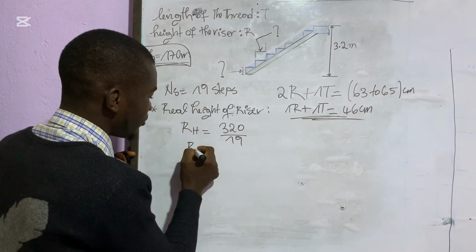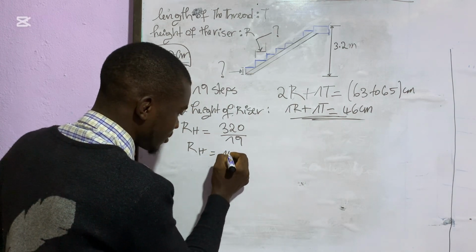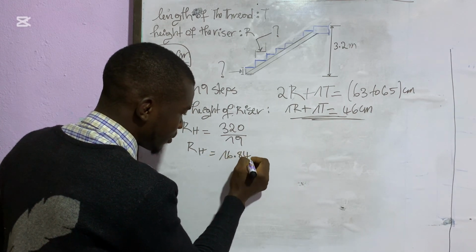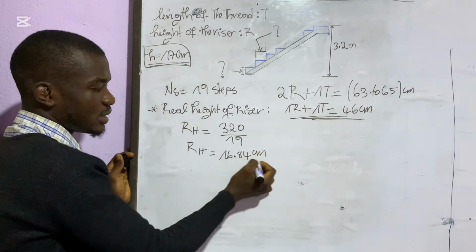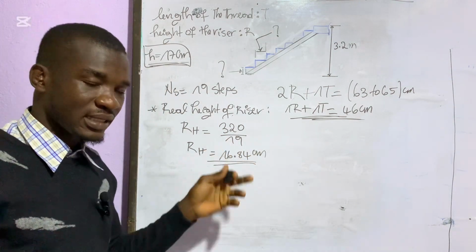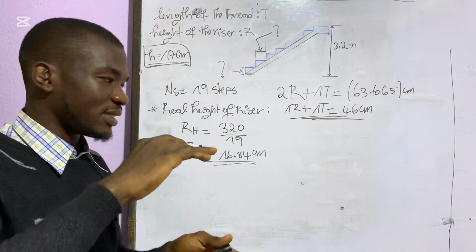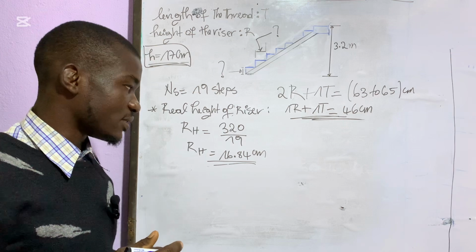That's after numerical application, you have the answer of 16.884 centimeter. So this is actually the real height corresponding to 19 steps. So for 19 steps, one of your risers should be of height 16.884 centimeter.